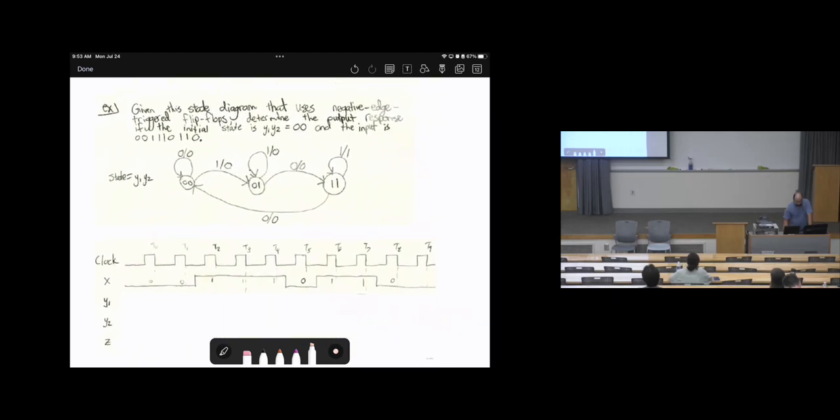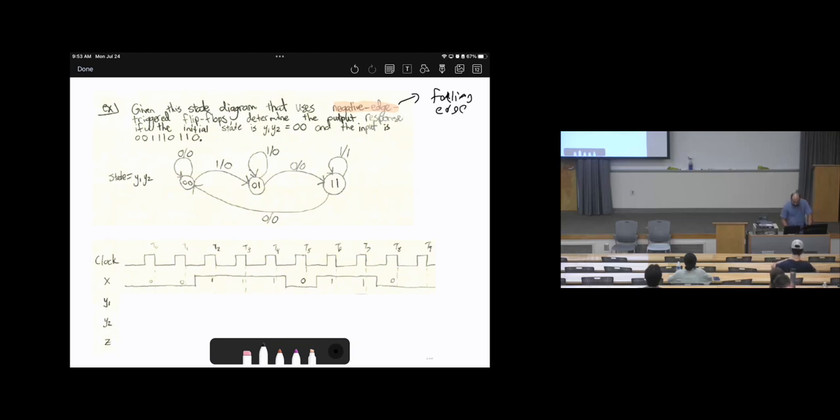Okay, let's look at this example. We need to do the timing diagram for this one. Here we already have the state table and the state diagram, so the problem can be easier for us to follow. Given the state diagram that uses a negative edge trigger, keep in mind this is negative edge. This means it is falling edge, so the update will happen only at the falling edge.